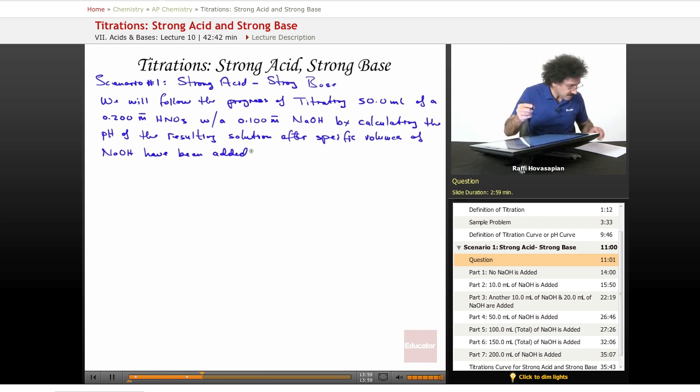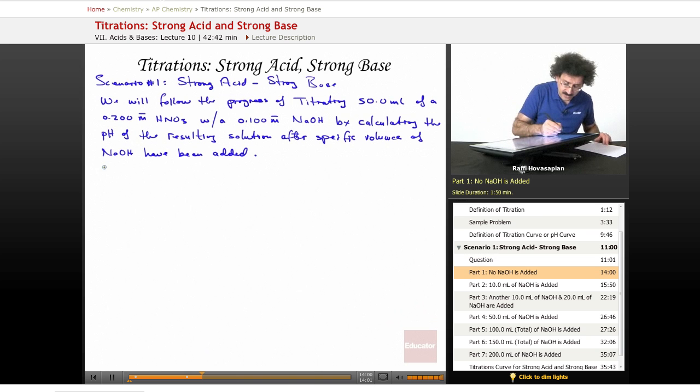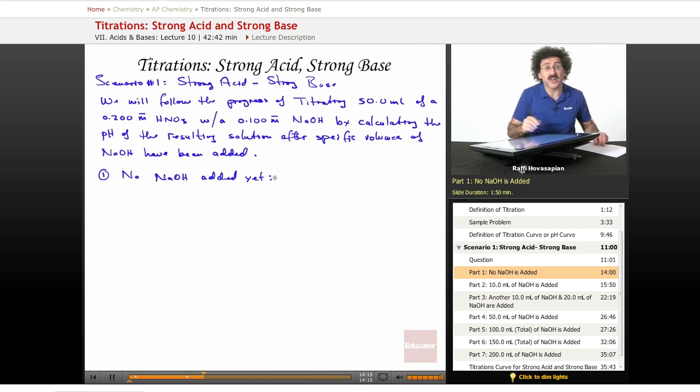Okay, so let's go ahead and start with our initial situation. Our initial situation is no NaOH added yet. So with no sodium hydroxide added yet, all we have is this 50 milliliters of a 0.2 molar HNO3 solution. HNO3 is a strong acid, and we want to calculate the pH of this solution.